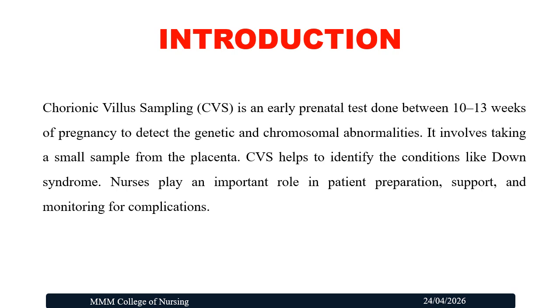Introduction. Chorionic villi sampling is an early prenatal test that can be done between 10 to 13 weeks of pregnancy to detect genetic and chromosomal abnormalities. It involves taking a small sample from the placenta. It helps to identify conditions like Down syndrome. Here the nurse plays a vital role in patient preparation, support and monitoring for complications.